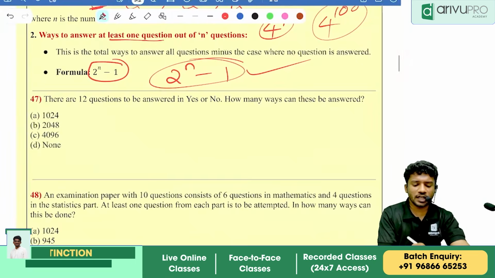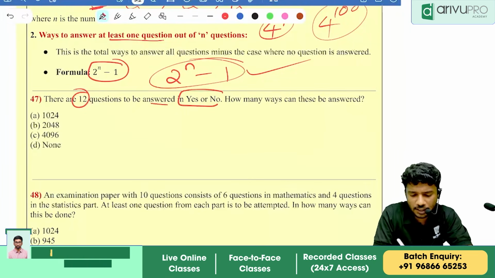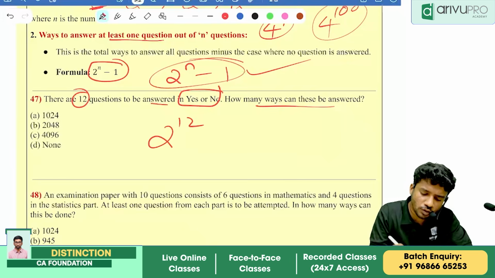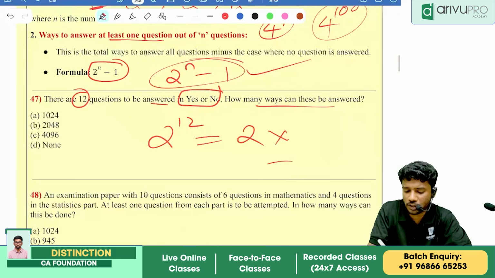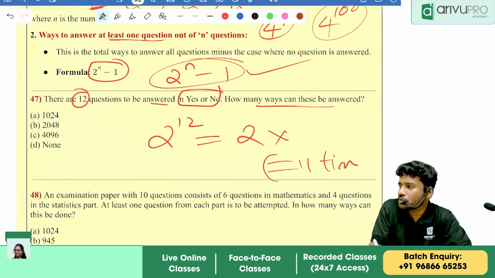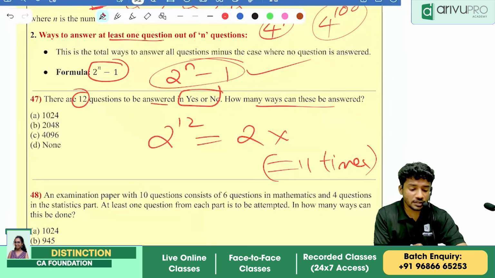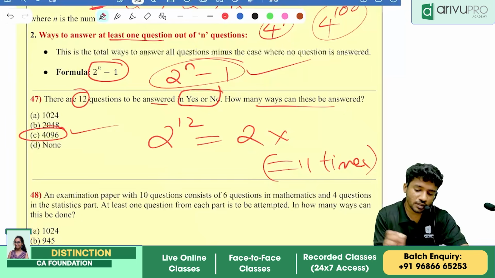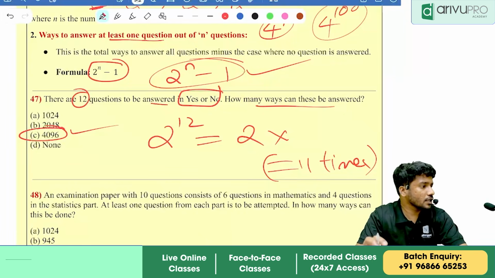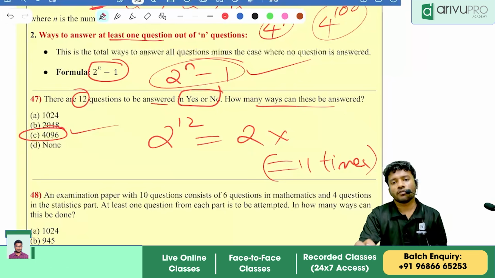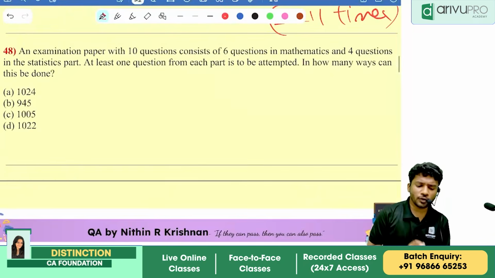First question. There are 12 questions to be answered. Yes or no. How many ways this can be answered is the question. 2 raised to 12. How much is it? 2 multiplied by itself how many times? 11 times. How much is the answer, people? 4096, option C. Check again. Option C, right? Yeah. 2 into 2 into 2, 1, 2, 3, 4, 5, 6, 7, 8, 9, 10, 11, 4096.